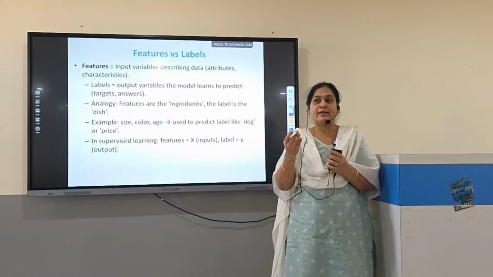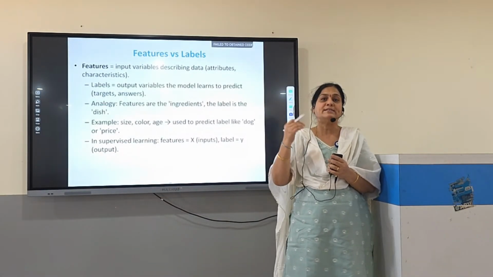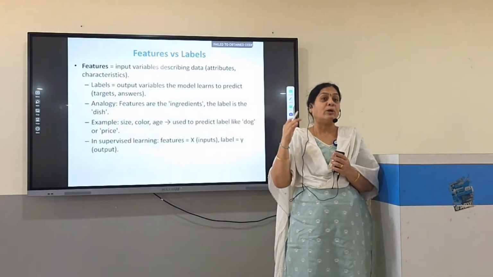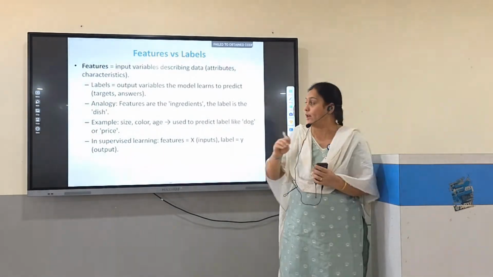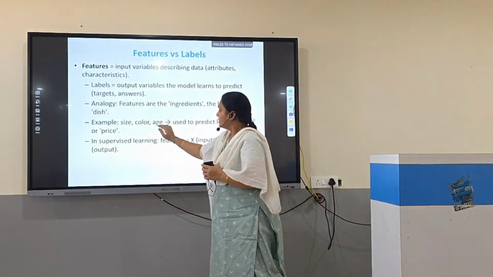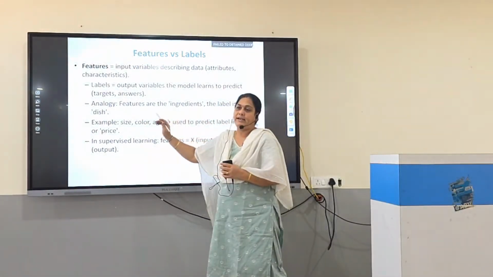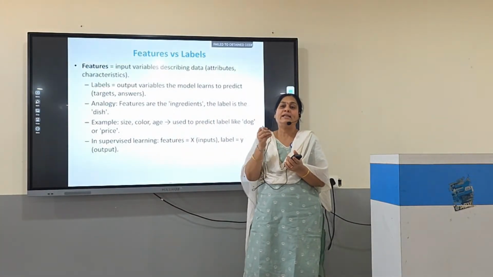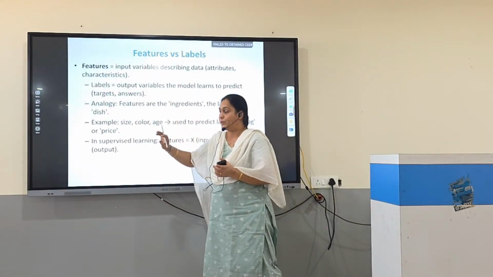Or take another example, like weather prediction. In everyday life you are seeing whether it is going to rain, whether it is going to be hot or sunny. You are predicting how the weather is. So the different values your output variable can take are called the labels, okay? Features are the ingredients and the label is the dish. What inputs you give, what ingredients you put in order to make a dish, the output is your label.